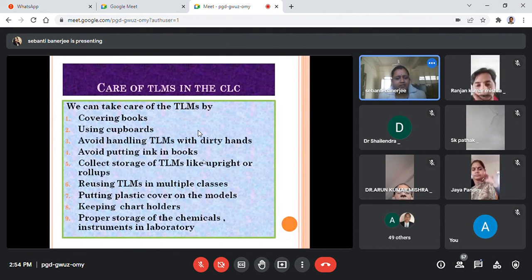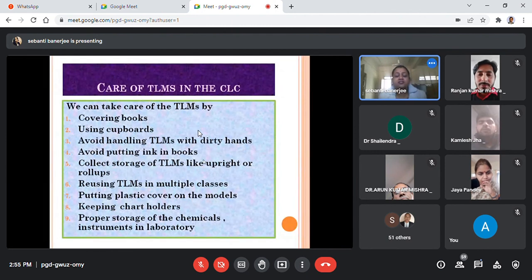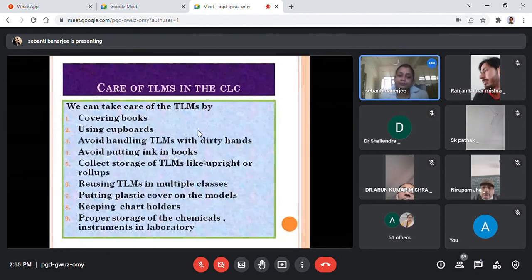Keeping chart holders. Yes, if we keep the charts open or in our cupboards, it may happen that some other object may be placed on top of it and creases may come. So it is better to keep the charts in holders. And proper storage of chemicals and instruments in the laboratory. We have to store the chemicals and instruments of the science labs, language labs, and geography labs properly, and take care of them. Repair any faults in any kind of instruments from time to time. These are the cares we need to take for the TLMs.